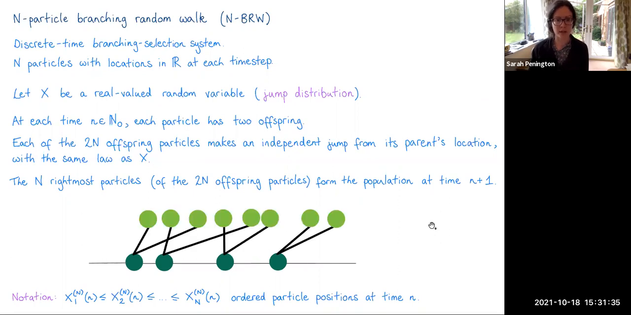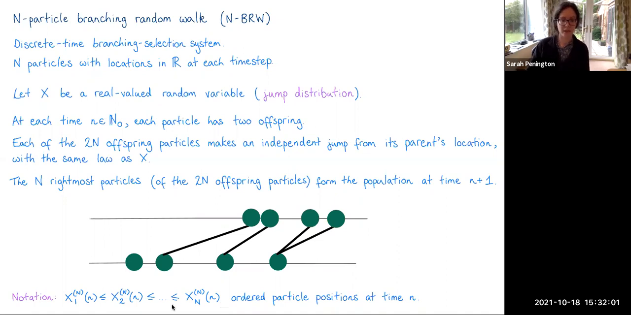So in the pictures, this could be a particle configuration at some time. So first of all, each particle has 2 offspring, each of which makes an independent jump from its parent's location. Then we see which n particles, so here n equals 4, are the n rightmost. We kill the n leftmost particles, and the n rightmost particles form the population at time n+1. And we're writing x_1^n(n) up to x_n^n(n) for the ordered particle positions on the real line at time n. So this is the rightmost particle position, and this is the leftmost particle position.